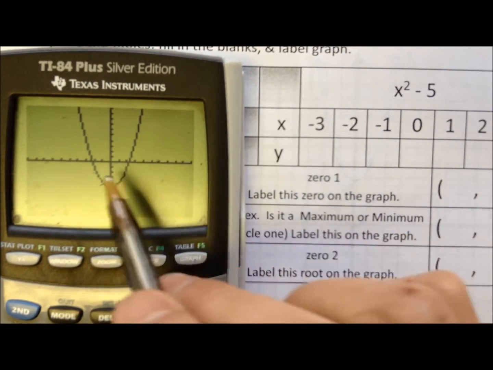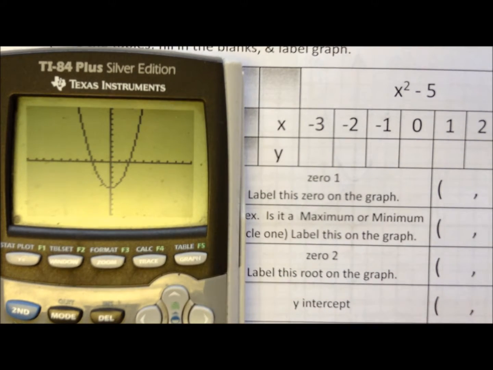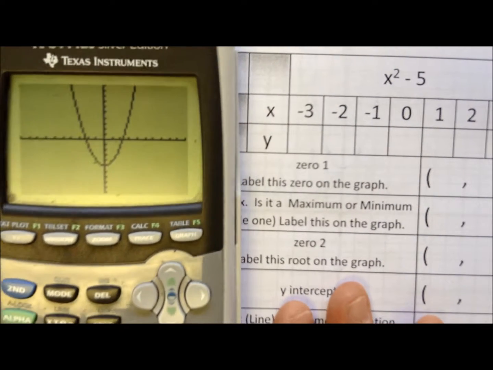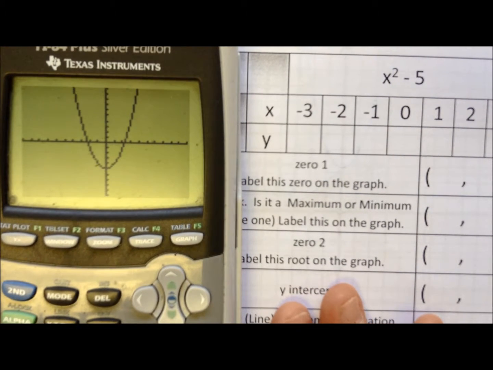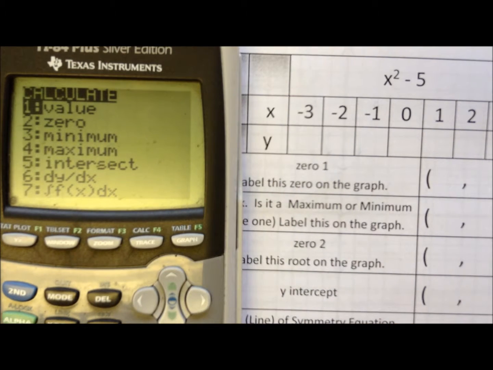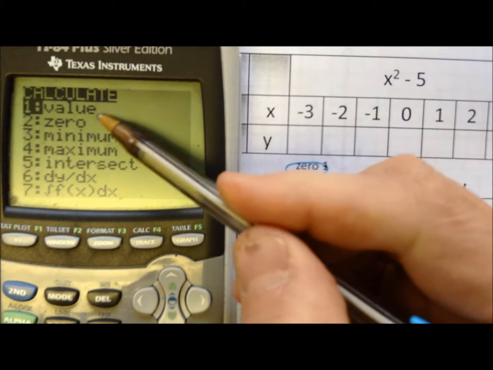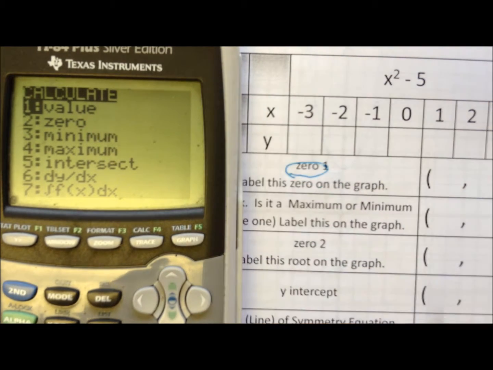It doesn't matter which one you call the left one or the right one. It doesn't matter. I just have 2 of them, so I need to identify them. Here's how you do it. It's a calculator keystroke. You ready? We're going to do second, trace. If you notice right here, what are we trying to find? We're trying to find a zero. So there you go. Second trace, we're going to find a zero.